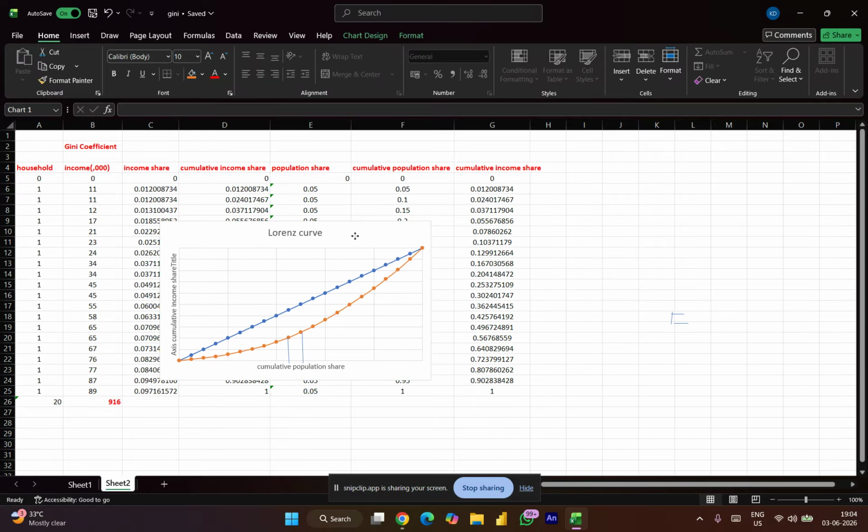Now, how do we calculate the area below the Lorenz curve? We cannot take this value as the length for this particular rectangle, because it will underestimate. Similarly, we cannot take this value as the length either. The area is made up of a lot of rectangles. If we calculate the area of all the rectangles, then we can calculate the area of the portion below the Lorenz curve.